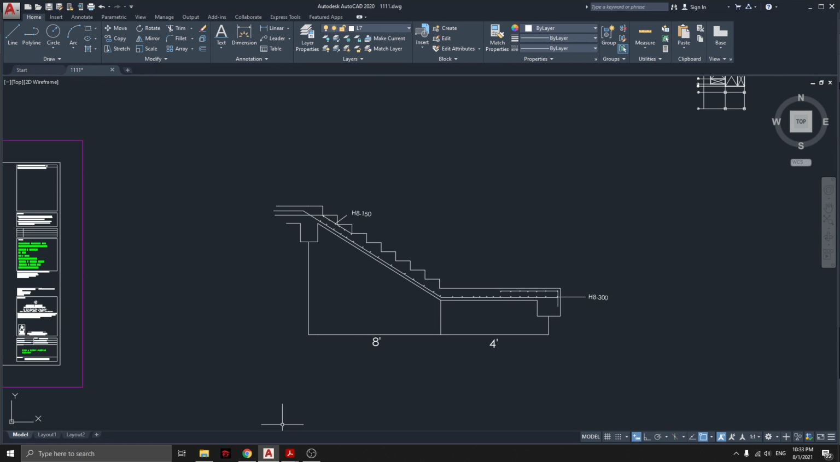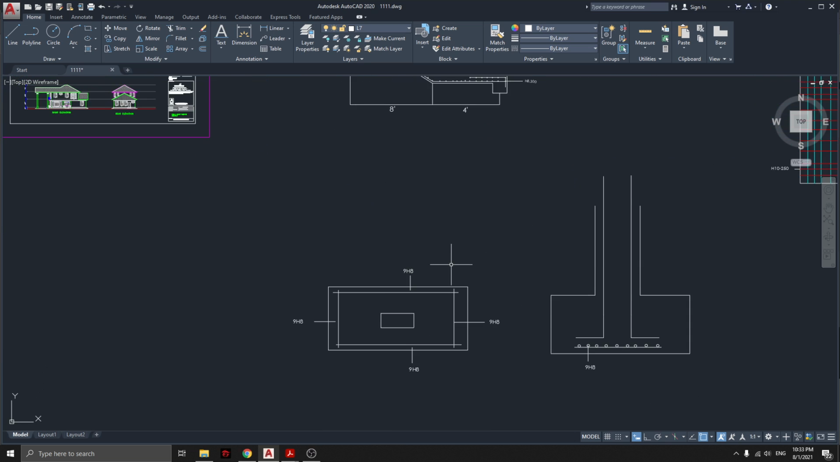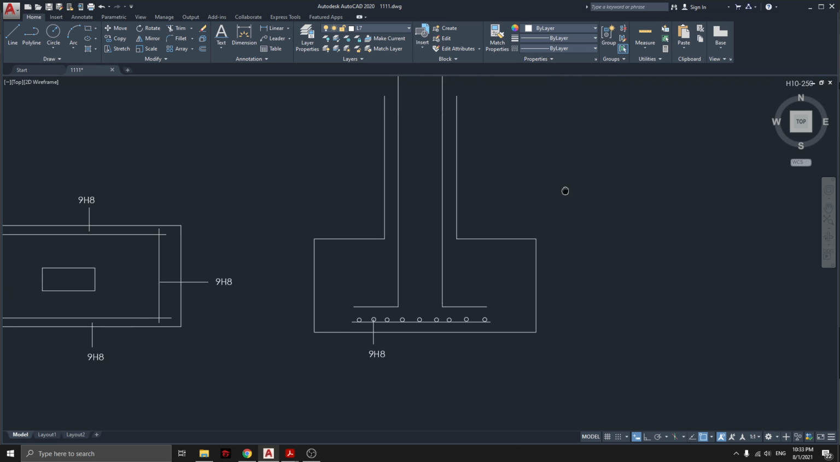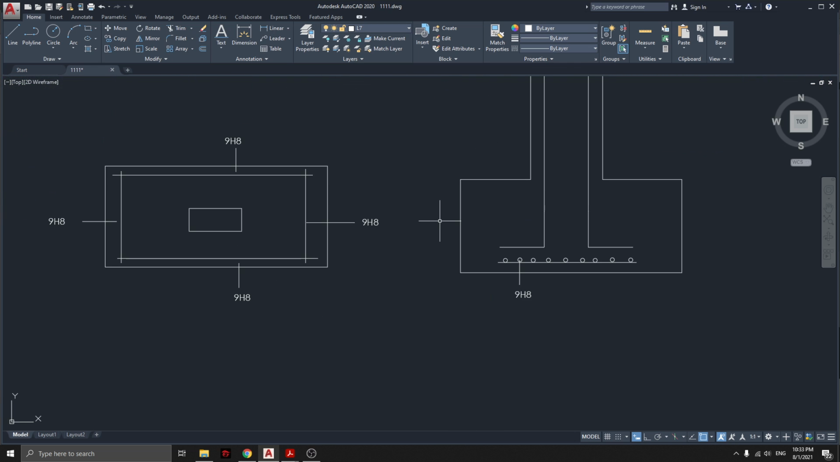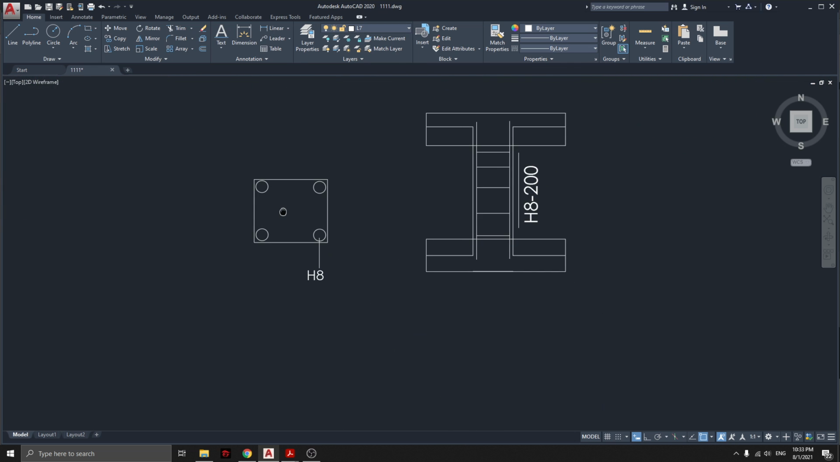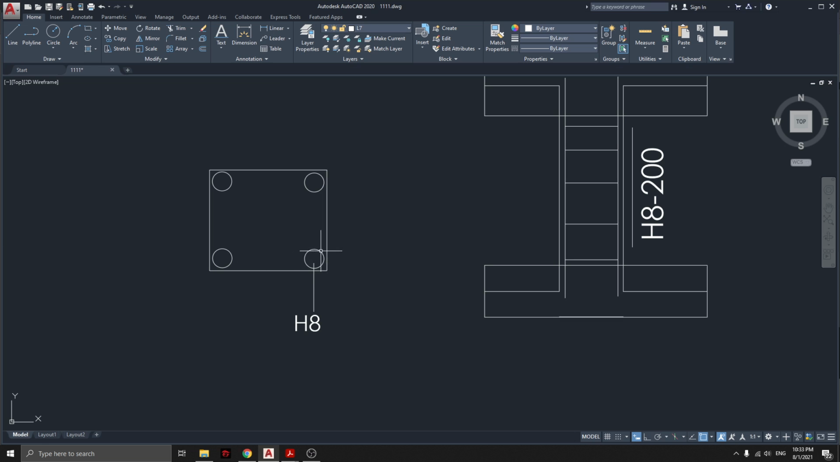And then for the detailing, this is my detailing. This one is my detailing. So the spacing between this is 200. I use diameter 8. Then this is H8 300 300 300 300.